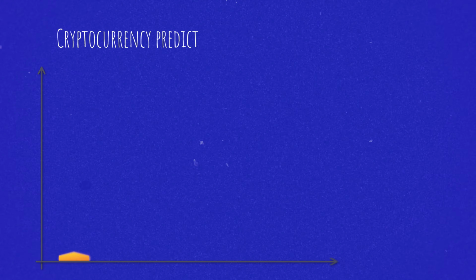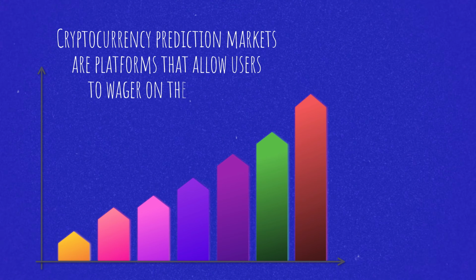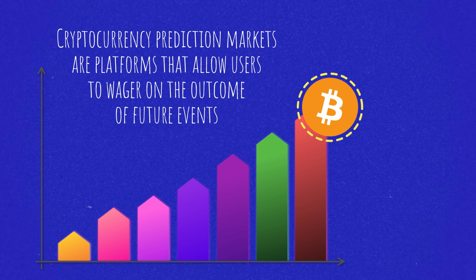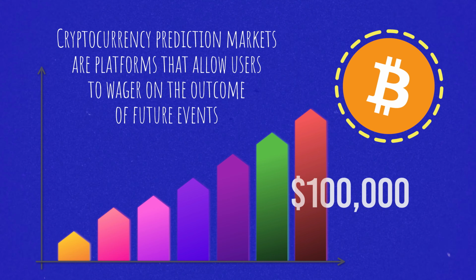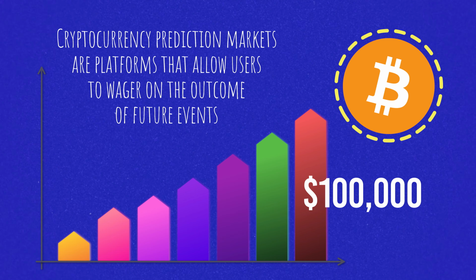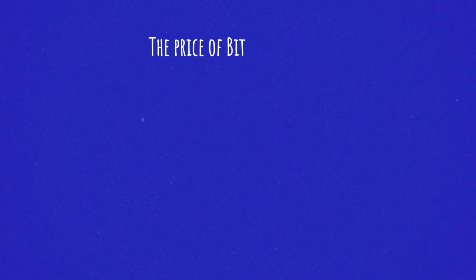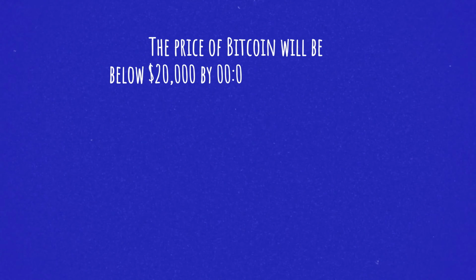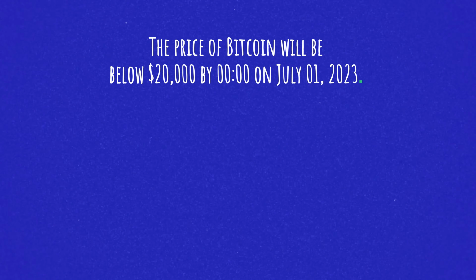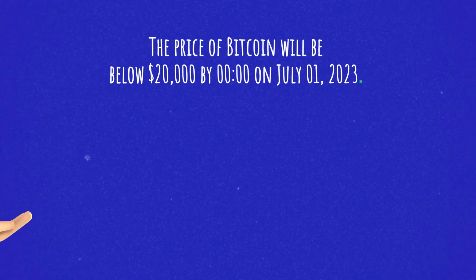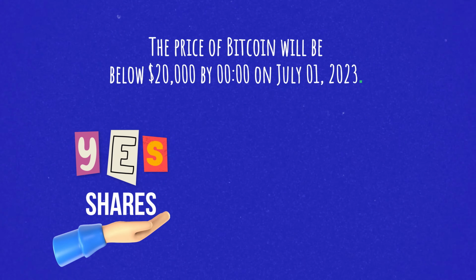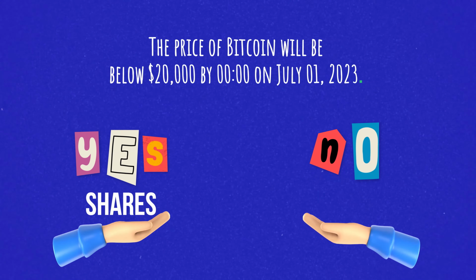So cryptocurrency prediction markets are platforms that allow users to wager on the outcome of future events, such as the Bitcoin price reaching $100,000 by December 31st of 2024. These platforms provide an array of markets that users can participate in and also decide whether they agree or disagree with the outcome specified in the market details. So consider this example. The price of Bitcoin will be below $20,000 by midnight on July 1st of 2023. Users can choose if they agree with this prediction by buying yes shares in the market or disagree with the prediction by buying no shares in the market.